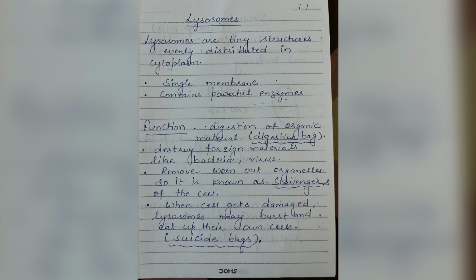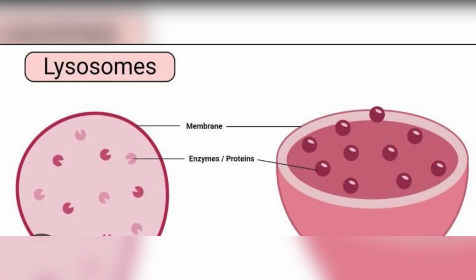Then they are known as the suicide bags also, because sometimes due to any injury or any damage the enzymes are released from the lysosomes, and they start eating their own cells. So that's why they are known as the suicide bags also. These are very important questions that come in the NCERT questions in the exams, like why they are known as the scavengers, why they are known as the suicidal bags, or why they are known as the digestive bags.